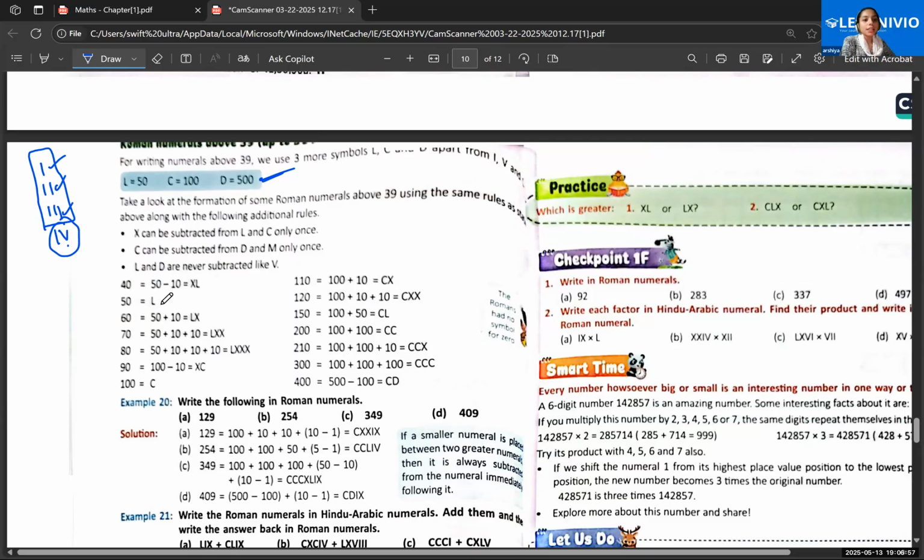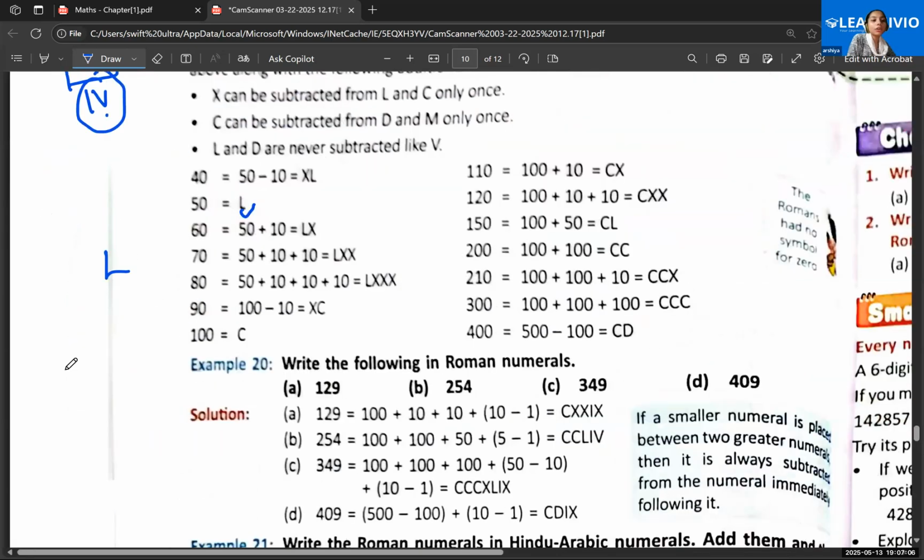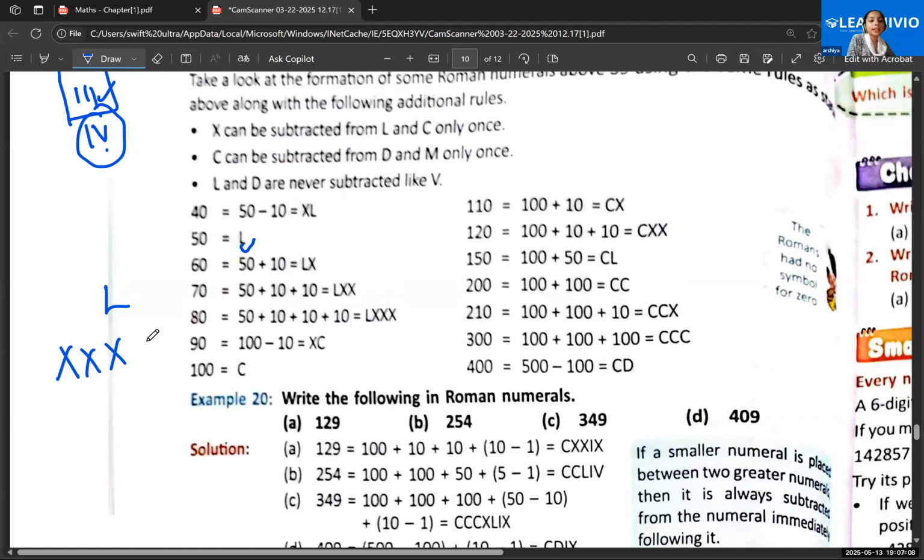Okay. So let's say we are talking about 50. 50 is written as L. But if I have to write 40, then I will not write X, X, X, and X. Instead of 4X, I will write XL. X is 10 and L is 50.